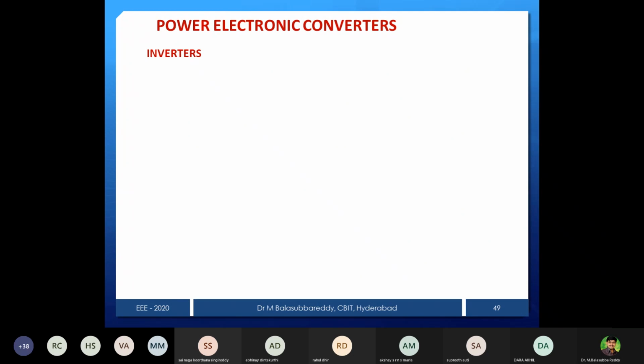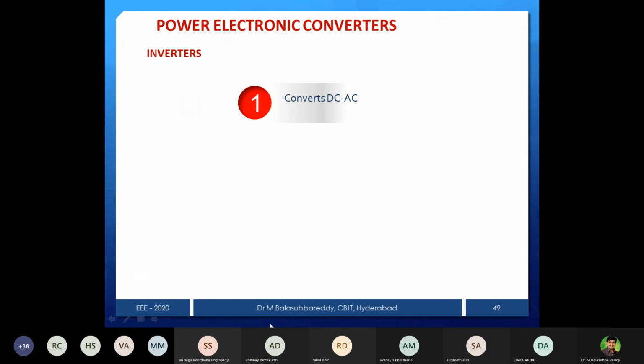What is the function of an inverter, anybody? See, all 5 functions must be remembered. The inverter will convert DC to AC. Fixed DC given to the inverter, it will give variable AC by making use of a control strategy. There is an internal control strategy as well as an external control strategy. So that is the main function of the inverter.